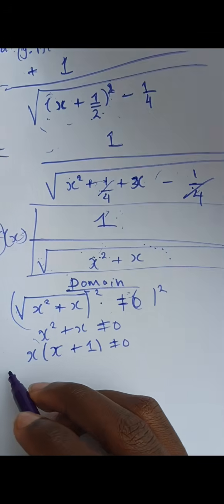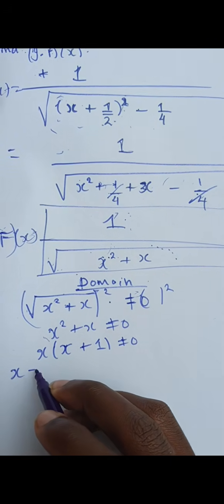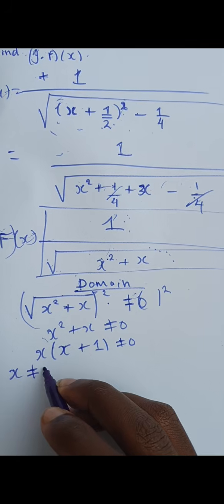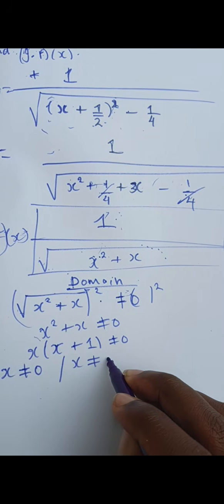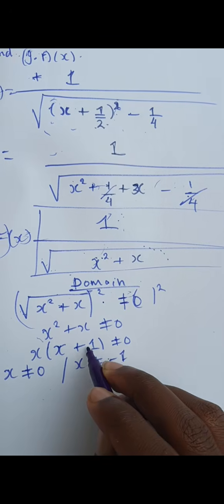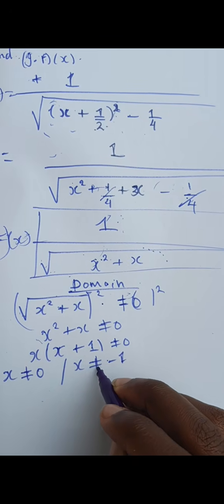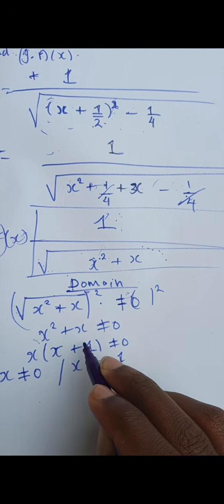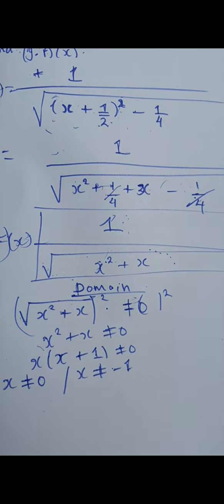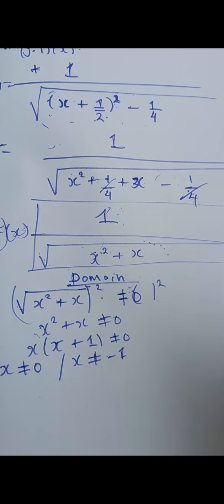Okay, so now let's find the values. We know that first of all, x should not be equal to 0, right? Then x should also not be equal to -1. I've just taken this to the other side: you get this equal to 0, then you take this to the other side. So this even makes sense. If you want, try it.